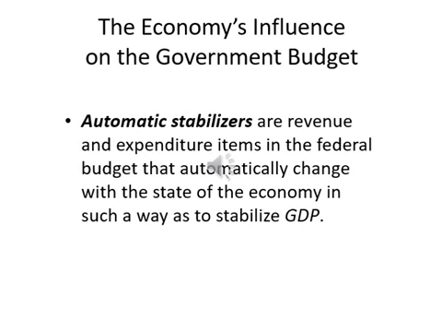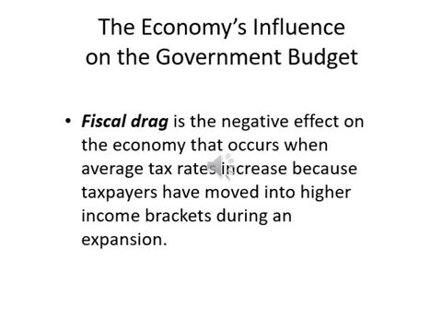Automatic stabilizers are revenue and expenditure items in the federal budget that automatically change with the state of the economy in such a way as to stabilize GDP. Fiscal drag is the negative effect on the economy that occurs when average tax rates increase because taxpayers have moved into higher income brackets during an expansion.